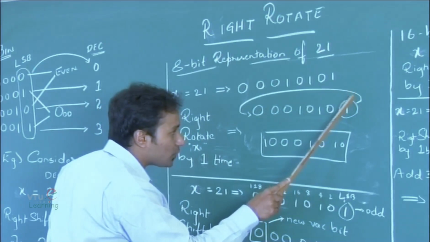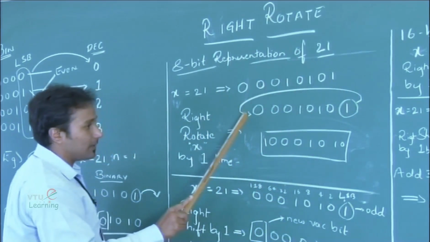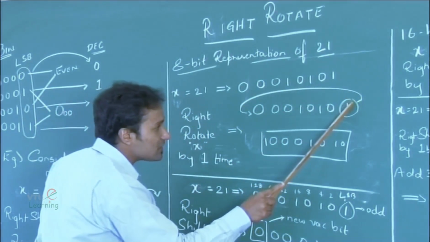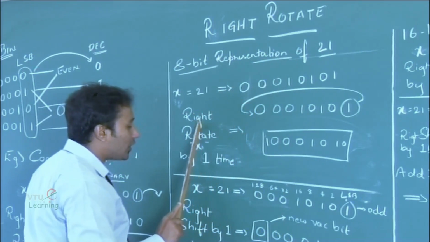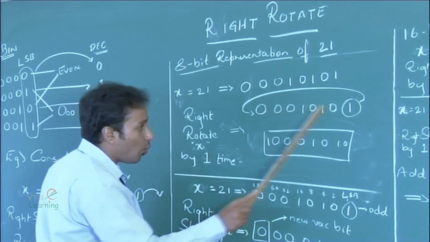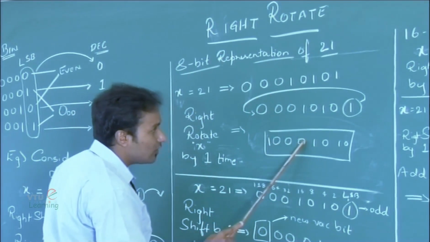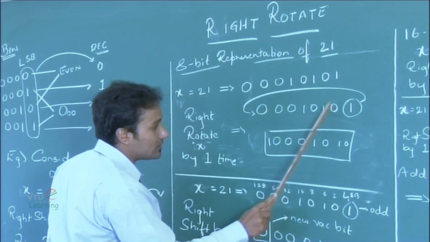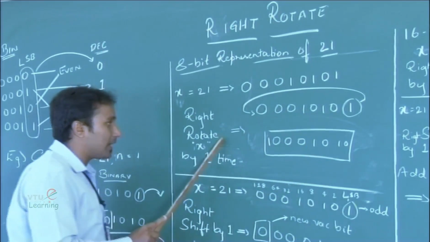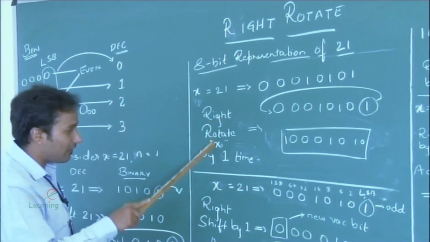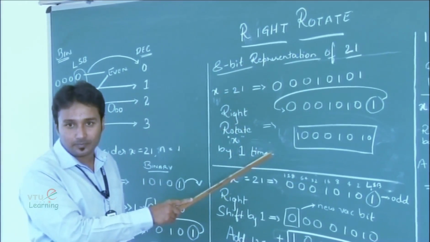Just move the value over here at the LSB to the MSB. Then what happens? If this one moves to the MSB position, the newly rotated number would be 1 followed by 3 zeros, followed by 10101010. That's how we get the number right rotated, the value of x which is equal to 21, by 1 time.